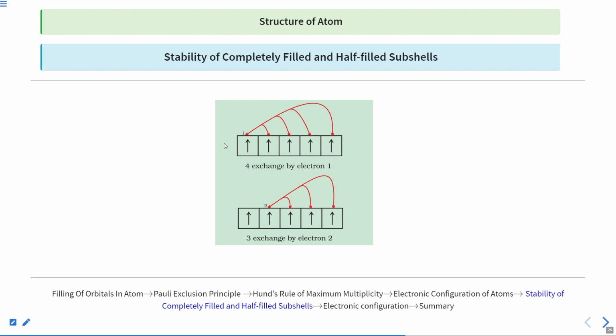See, this electron can exchange with this electron, can exchange with this electron, this can exchange with this one, and this can exchange with this one. So in this way we find the stability in the case of a half filled subshell. Okay, clear? Why? Because two electrons can interchange their position because of the same shape and the same size.